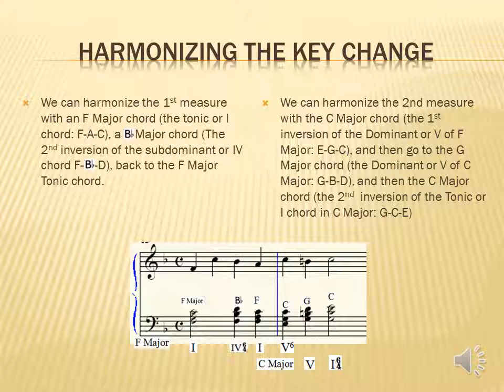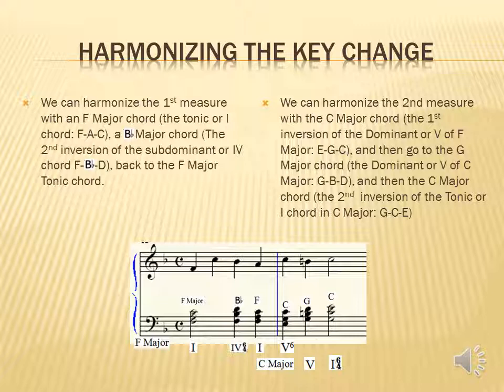We can harmonize the first measure with an F major chord, the tonic or 1 chord, F, A, C, then a B flat major chord, the second inversion of the subdominant or 4 chord, F, B flat, D, back to the F major tonic chord.